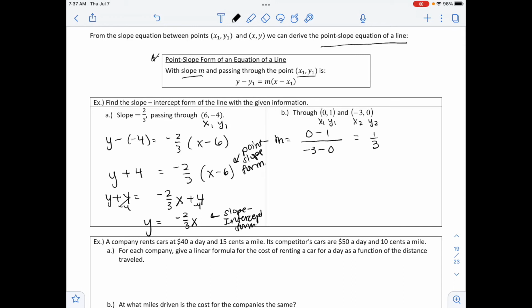Rewriting this, I'm going to first do point slope form. We're going to have y minus, and you can pick whichever point that you would like to use. I'm going to go ahead and use that first ordered pair. So y minus y1 equals 1/3 times (x minus 0). This would be my point slope form right here. Then solving this for y and distributing my 1/3, we get y equals 1/3 x plus 1. And this would be my slope-intercept form.